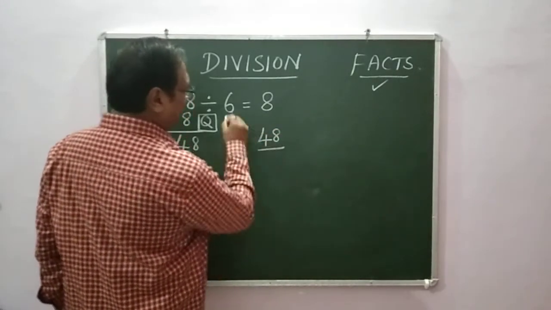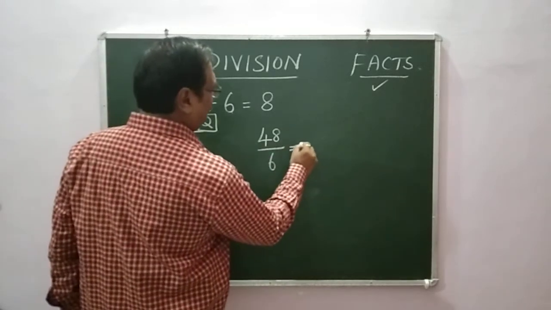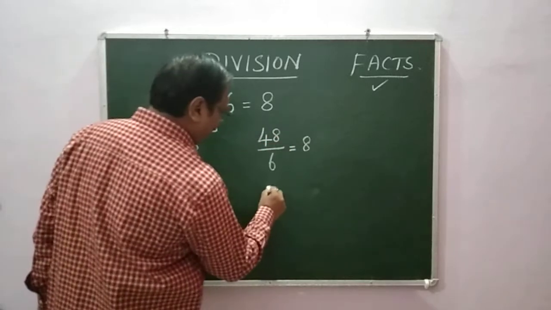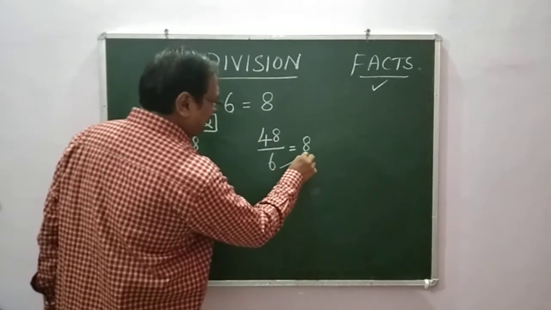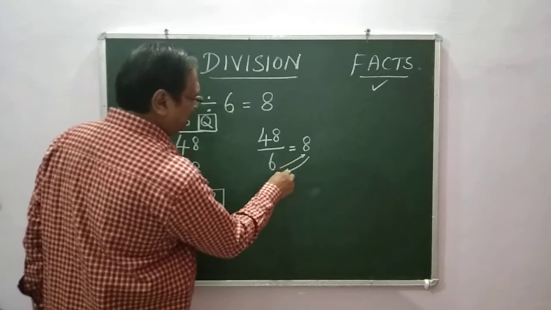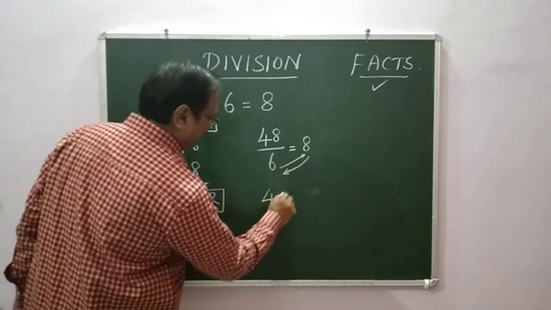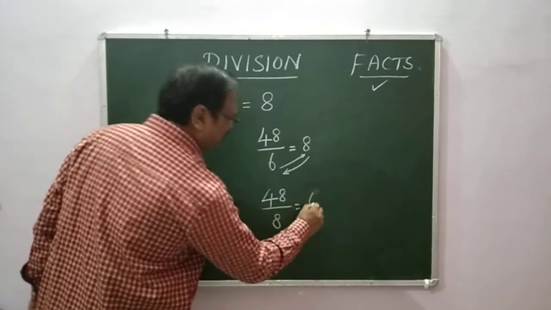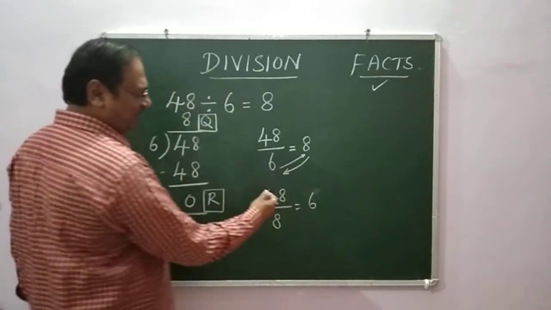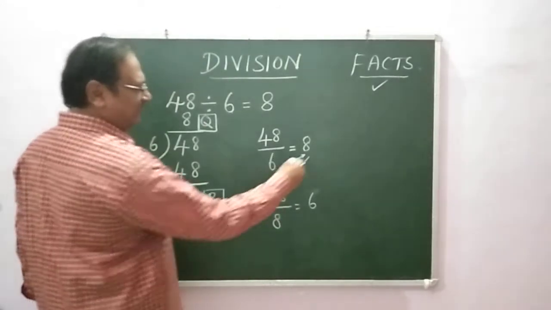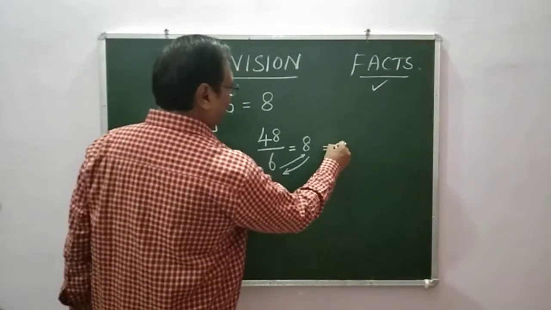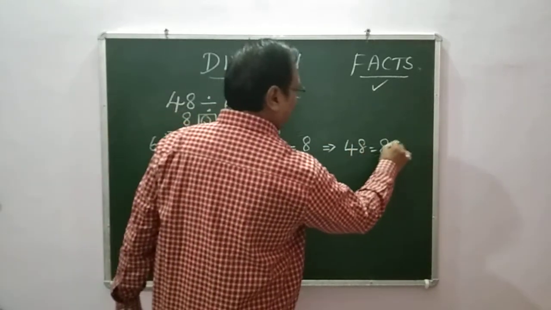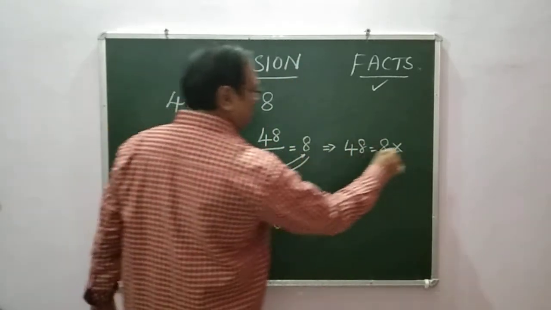48 divided by 6 is equal to 8. Fine. Now what am I going to do? Take 6 up here and bring 8 down here. That is 48 divided by 8 is equal to 6. Yes, I just interchanged these two. In either way, you see 48 is equal to 8 multiplied by 6 comes up.